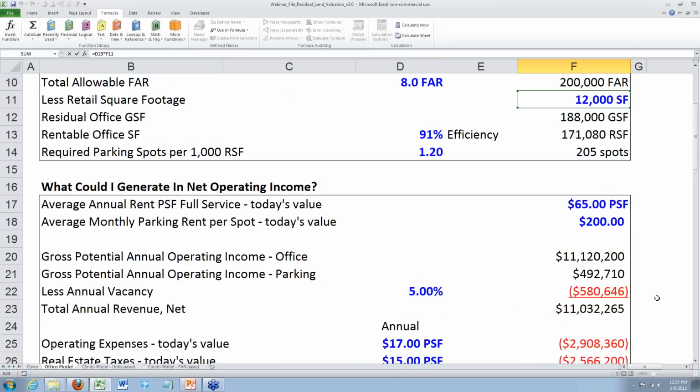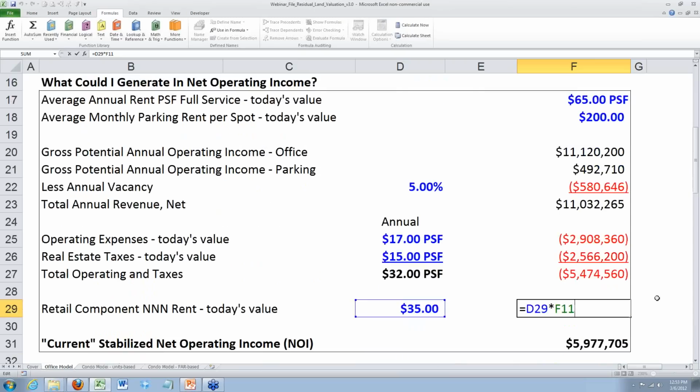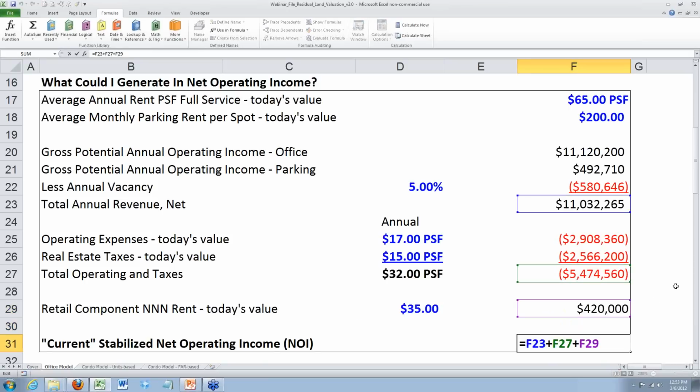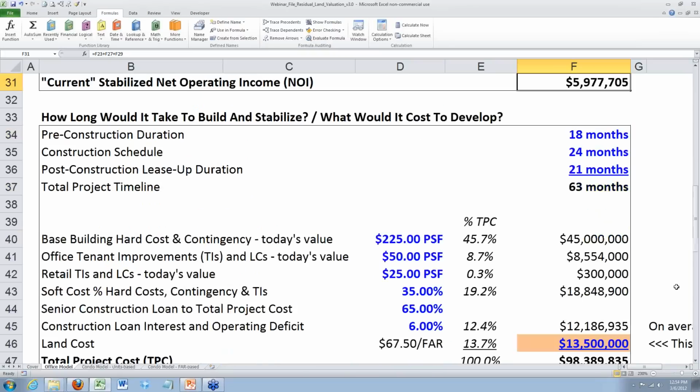And so for the retail, I say, well, if it's triple net, I'm going to be able to generate $420,000 a year. So again, if I could snap my fingers and the building would appear and I would achieve these rents, this is what the current stabilized net operating income for the asset would be. So roughly $6 million a year. Okay, so that's something that I put a pin in.